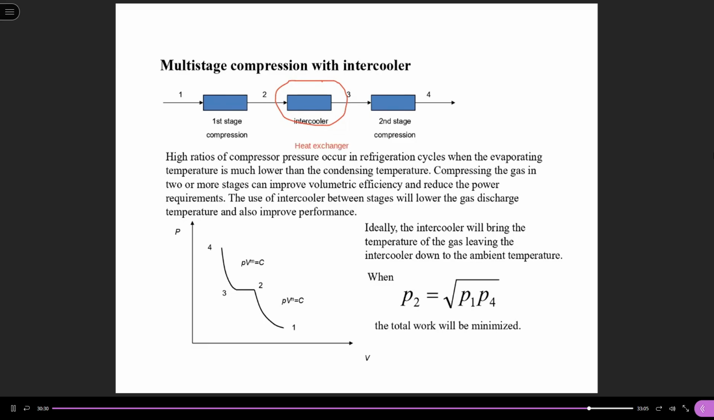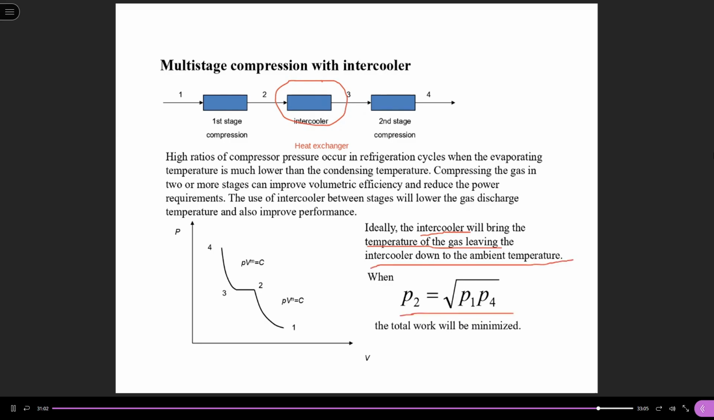The high compression ratios occur in a refrigeration cycle when the evaporating temperature is much lower than the condensing temperature. Compressing the gas in 2 or more stages can improve volumetric efficiency and reduce the power requirements. The use of an intercooler between stages will lower the gas discharge temperature and also improve performance. Ideally, the intercooler will bring the temperature of the gas leaving the intercooler down to the ambient air.